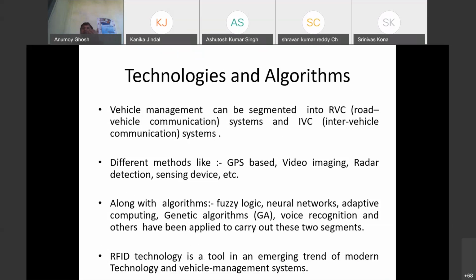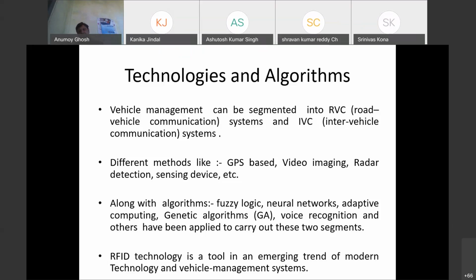Suppose in a speed limit case, what is happening? There is a speed limit board and there is a vehicle. So the communication is between the speed limit board and the vehicle. That is also road vehicle communication. What is inter-vehicle communication? For collision avoidance. Suppose there are two or three vehicles coming in close vicinity. Then the alert that you get due to the interaction between two vehicular RFIDs is known as inter-vehicle communication. Different methods and algorithms have been employed.